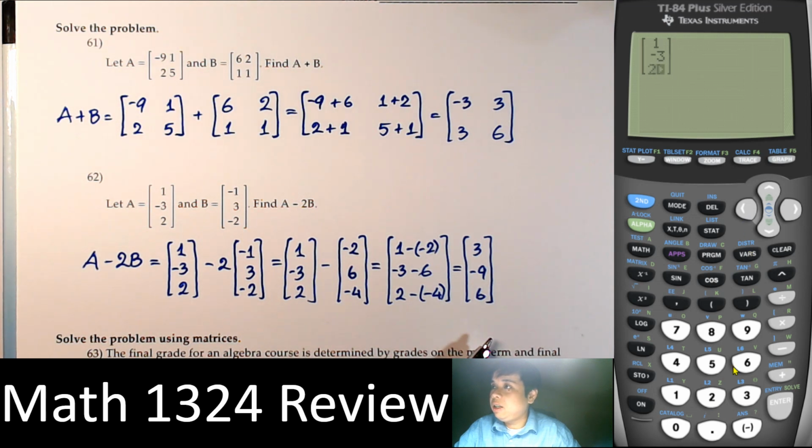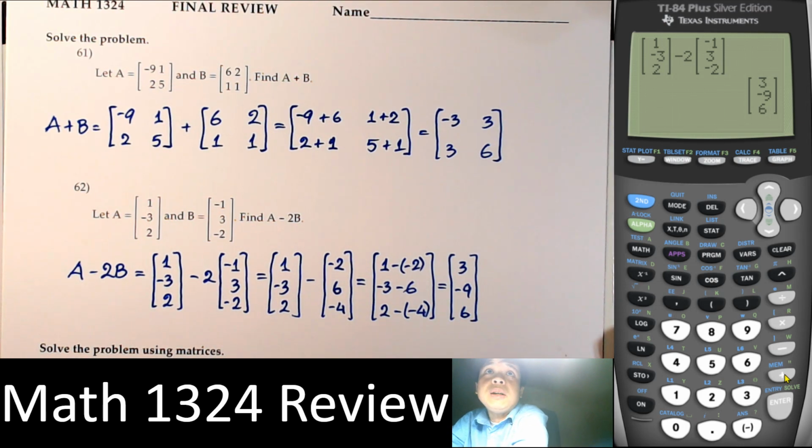There's a 2 here. And then minus 2. Alpha zoom. And then negative 1, 3, and negative 2. Just like that. So everything is on the home screen. Let me write the timestamp.